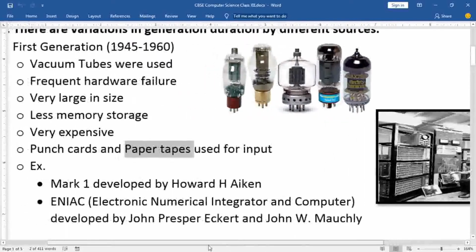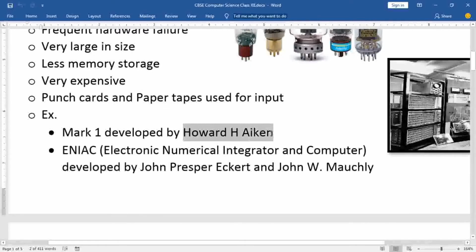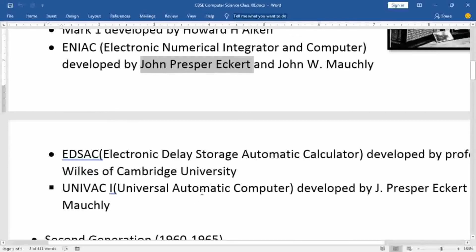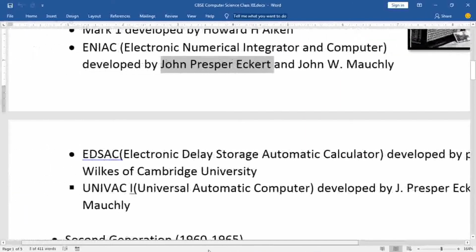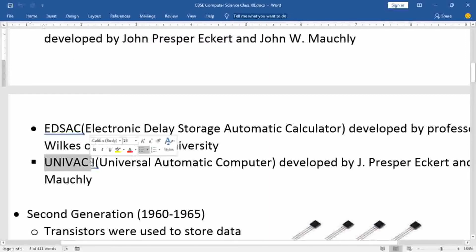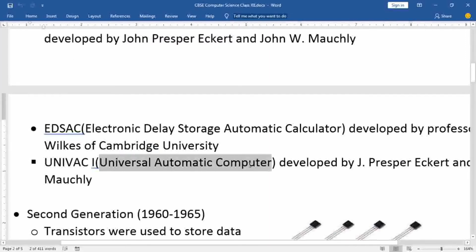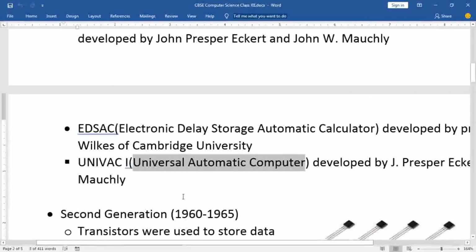Some examples: Mark I, developed by Howard H. Aiken. ENIAC, the full form is Electronic Numerical Integrator and Computer, developed by John Presper Eckert and John W. Mauchly. Then EDSAC, which stands for Electronic Delay Storage Automatic Calculator, developed by Professor M. Wilkes of Cambridge University. And one more is UNIVAC, the full form is Universal Automatic Computer, developed by J. Presper Eckert and John Mauchly. So these are the first generation computers.